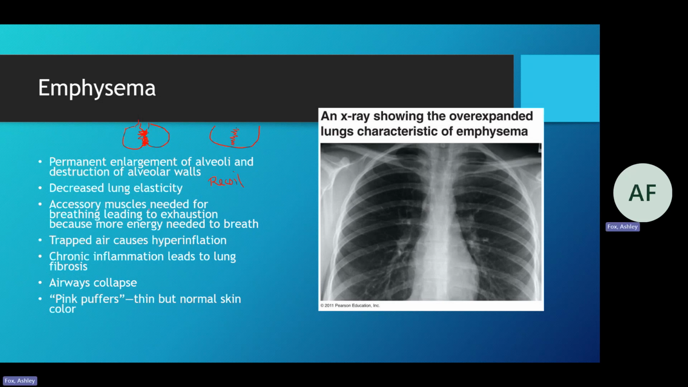So you need accessory muscles to help with breathing. And remember, we just talked about how more muscles being used to breathe means more energy demand. And we already have 3 to 5% of your resting energy going to breathing. So now you're increasing that even higher. So you need more energy to breathe.